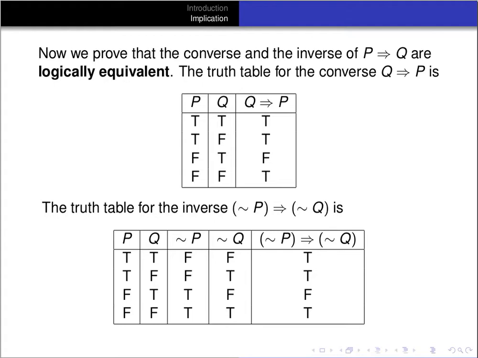they're logically equivalent statements. So if P and Q are both true, the converse and the inverse are both true. If P is true and Q is false, the converse and the inverse are both true. If P is false and Q is true, then the converse and the inverse are both false. And if P is false and Q is false, then the converse and the inverse are both true. So again, they're logically equivalent.